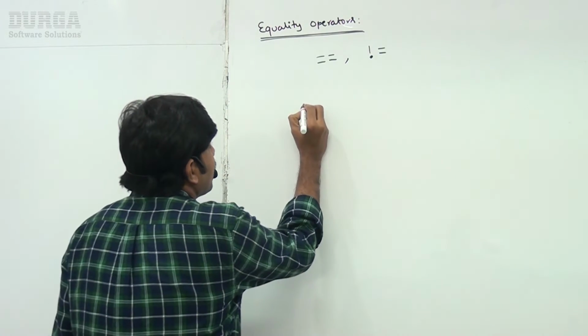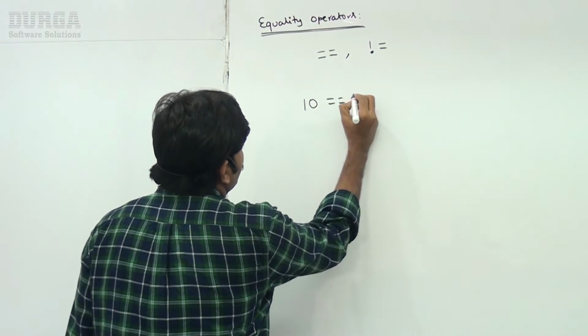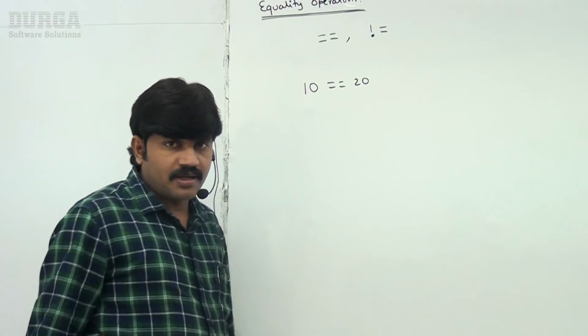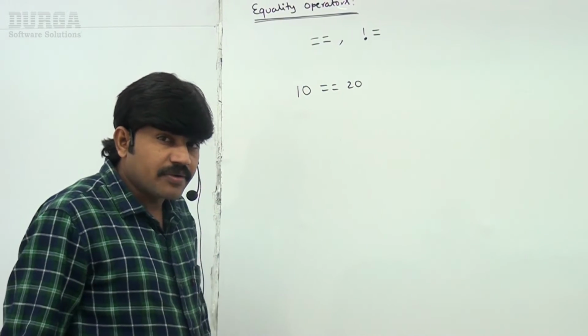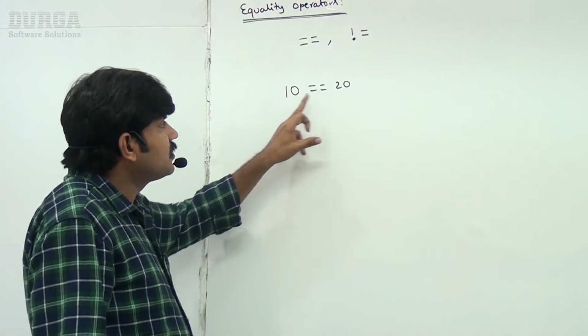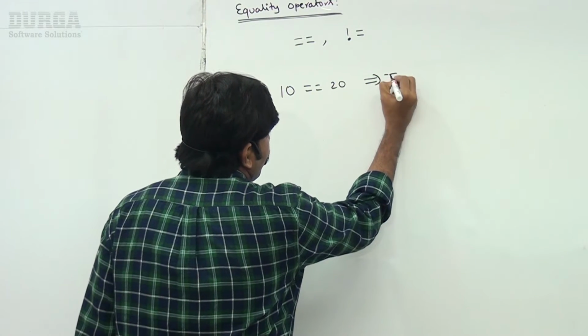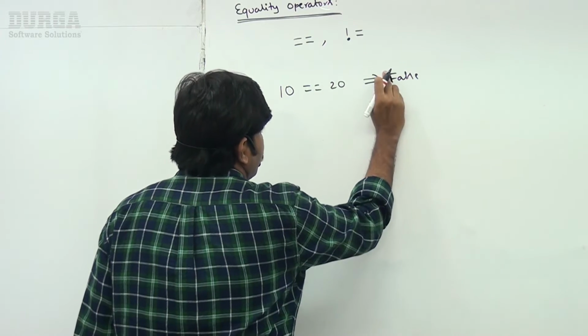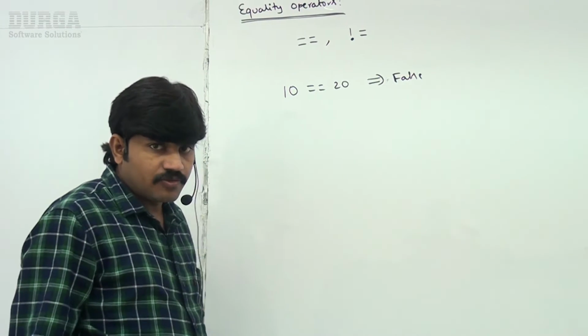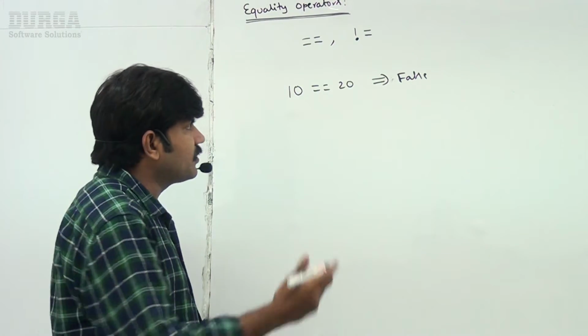Suppose I am taking 10 double equal to 20. What answer are we going to get? Obviously, the simple answer is true or false. False is the answer because 10 and 20 are not equal. That's why false is the answer.